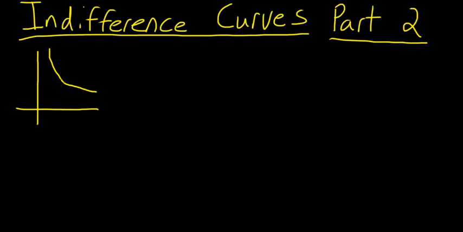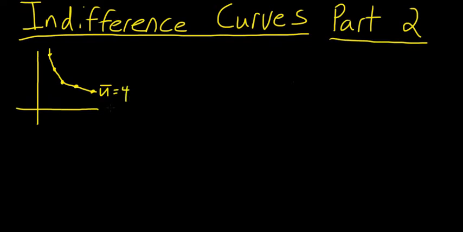In the last video, we introduced indifference curves and discussed how an indifference curve is a line for which every point on the line represents a bundle of goods, and every bundle of goods on the line would give the same utility. So for example, each bundle on this curve might give a utility of 4.